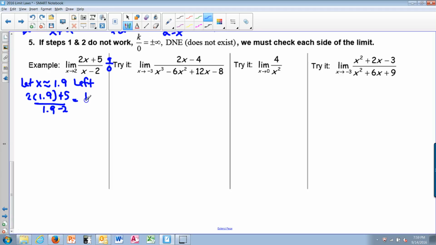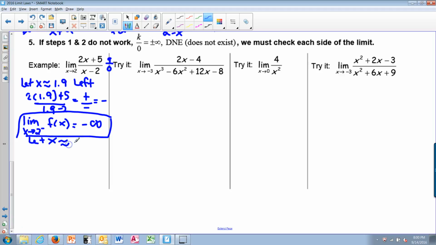I don't even care what that is exactly. I only care that it's a positive over a negative, so a negative overall. That means that the limit from the left-hand side is negative infinity.